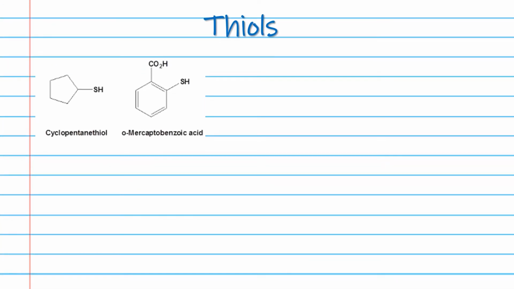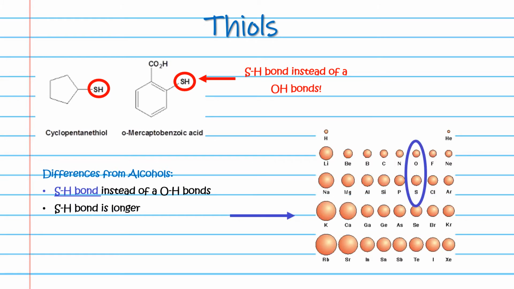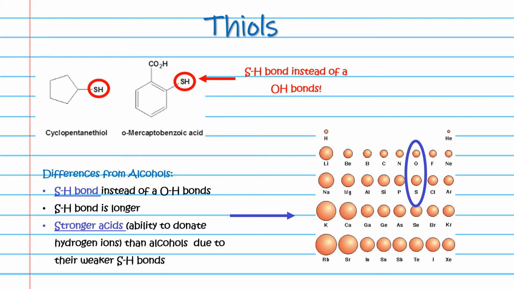So thiols. Thiols will look just like alcohols, but instead of having an oxygen attached, they will have sulfur. So instead of having an OH bond, they're going to have an SH bond. That's their main difference. Additionally, the SH bond is going to be longer. If you look at the sizes of both of these atoms, the sulfur is slightly bigger than oxygen, meaning the bond is going to be longer and weaker. As a result, they're going to be stronger acids, which means they're going to be able to donate hydrogen ions more easily.